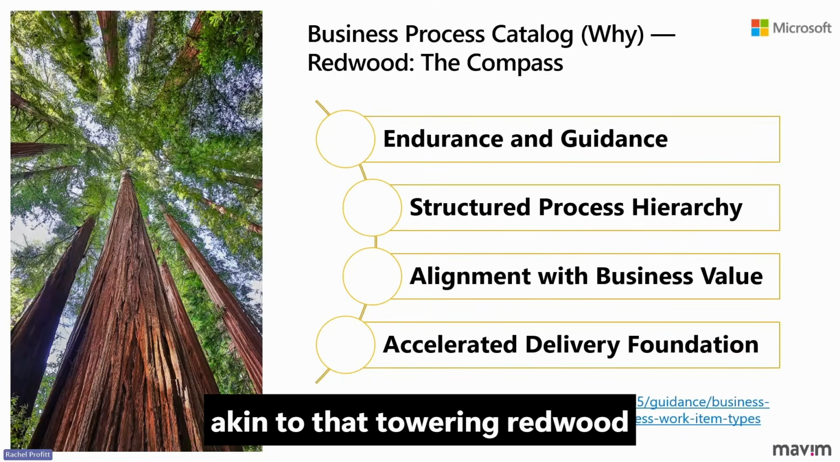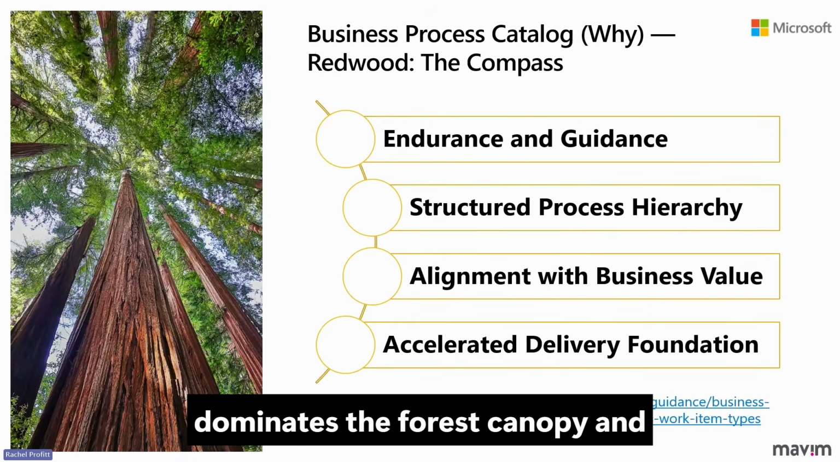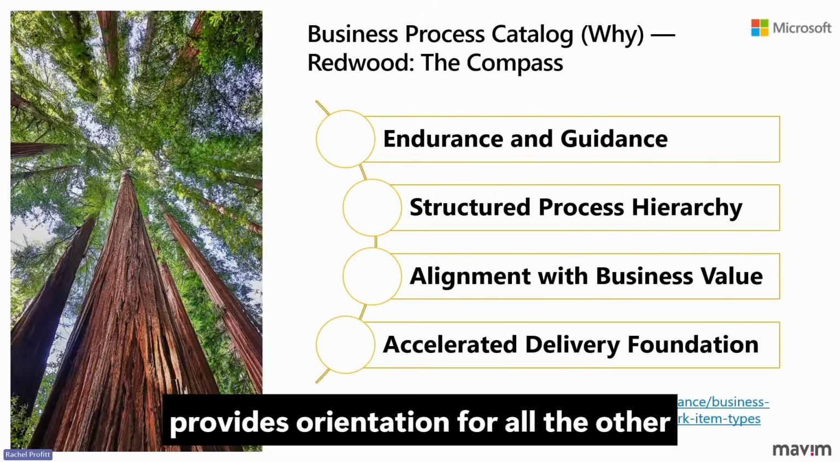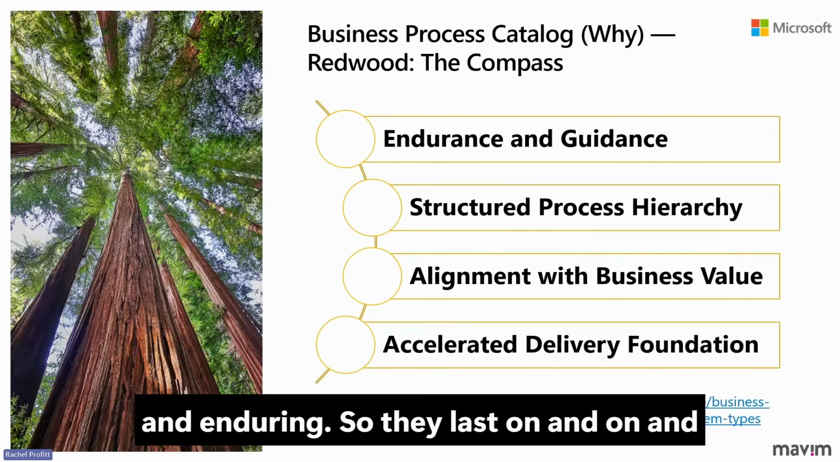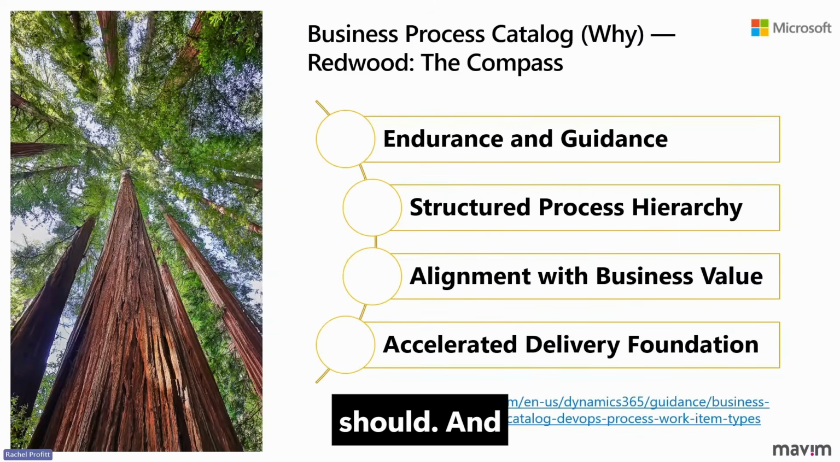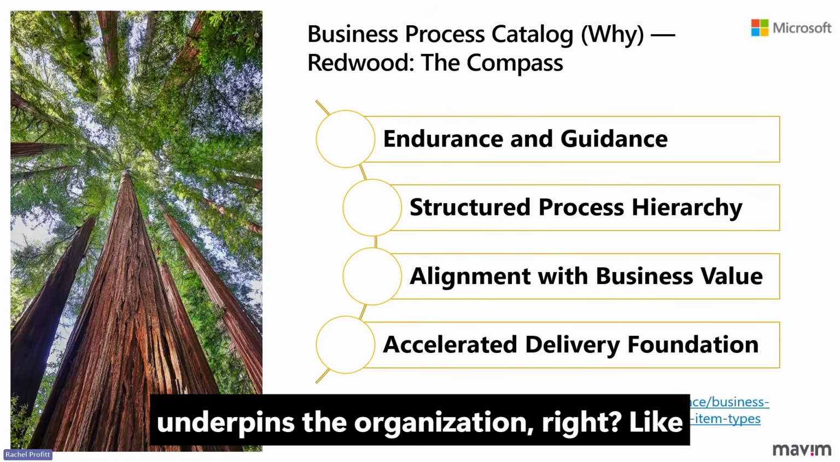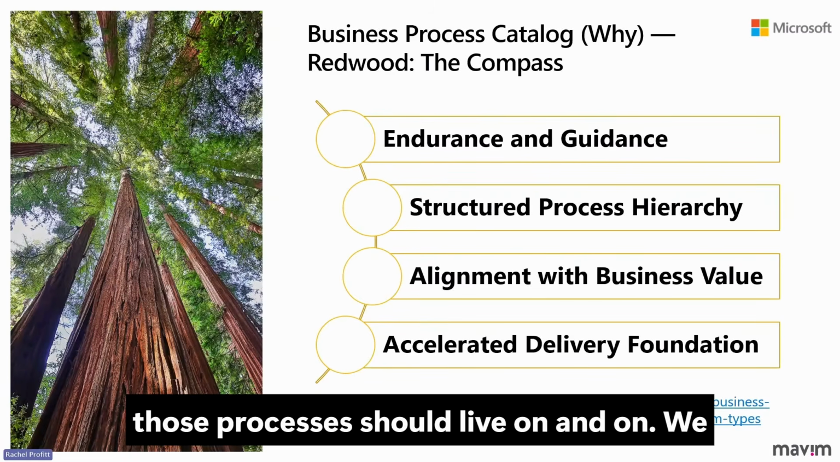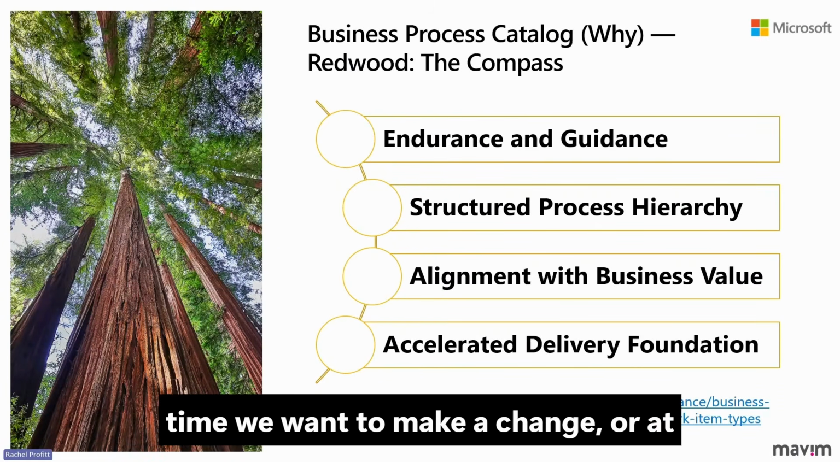So it's akin to that towering redwood because the redwood is a species that dominates the forest canopy and provides orientation for all the other trees. Redwoods are evergreen and enduring, so they last on and on and on, just like your business processes should. And much like the process taxonomy that underpins the organization, those processes should live on and on.